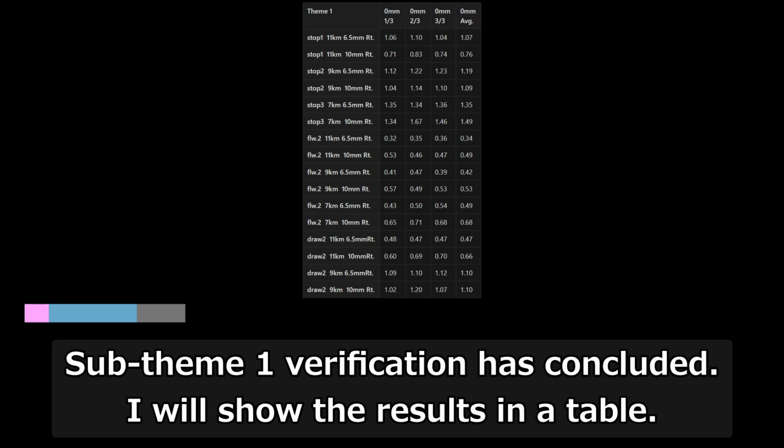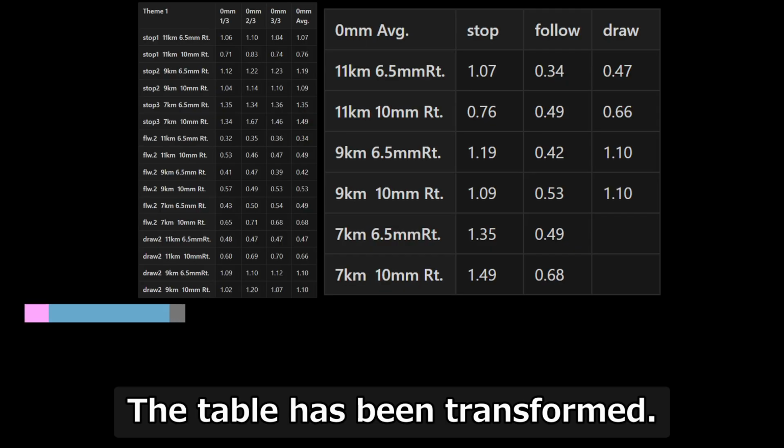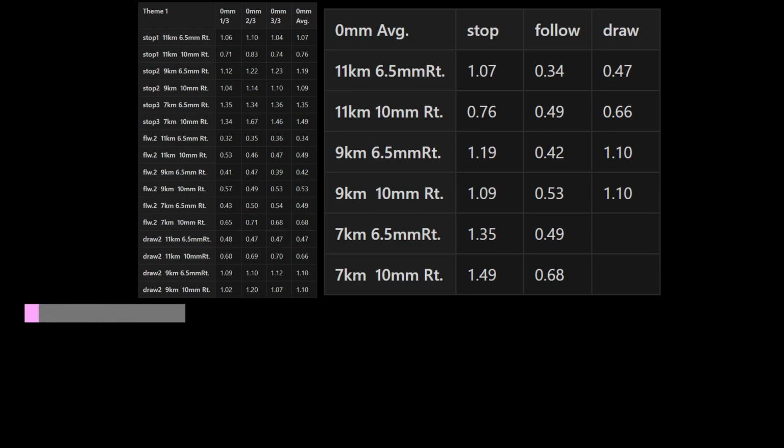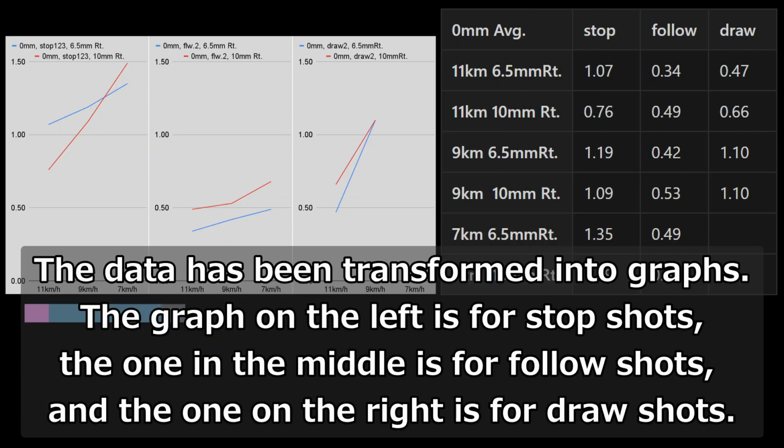Subtheme 1 verification has concluded. I will show the results in a table. The table has been transformed. The data has been transformed into graphs.